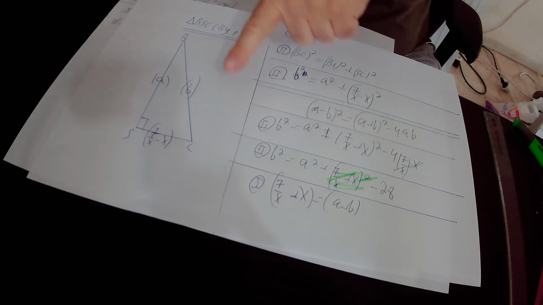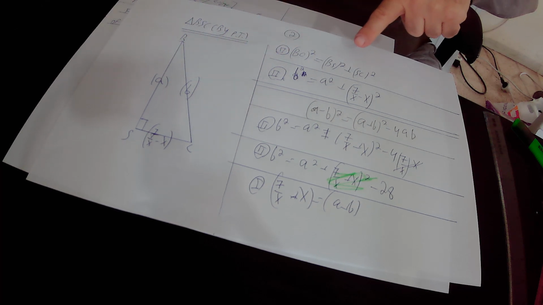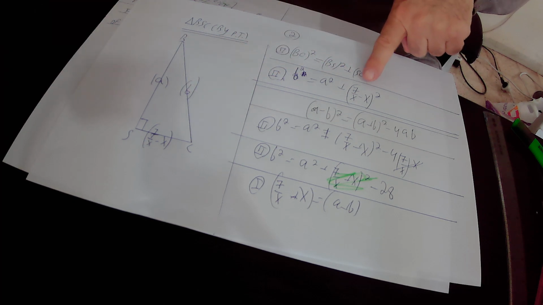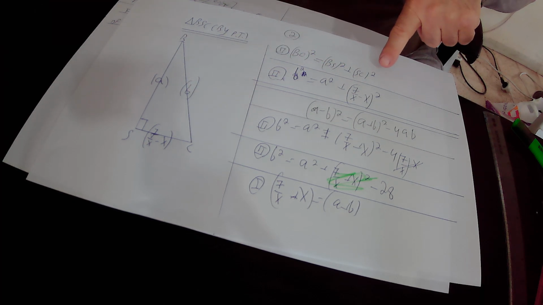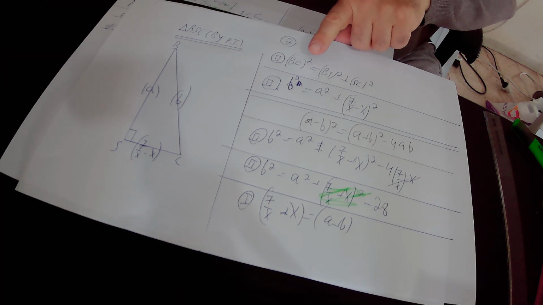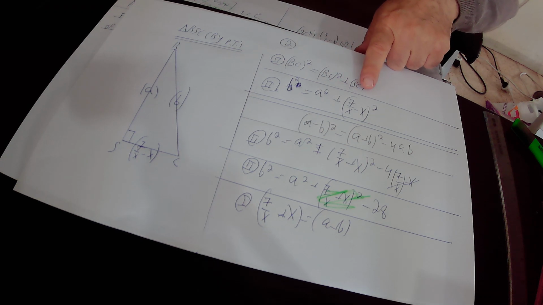The hypotenuse BC is b, therefore BC squared is b squared, and it equals BS squared. BS is a, therefore BS squared is a squared, plus SC squared. SC is 7 over x minus x, therefore SC squared is (7 over x minus x) squared. So according to equation 2, we found that b squared equals a squared plus (7 over x minus x) squared.